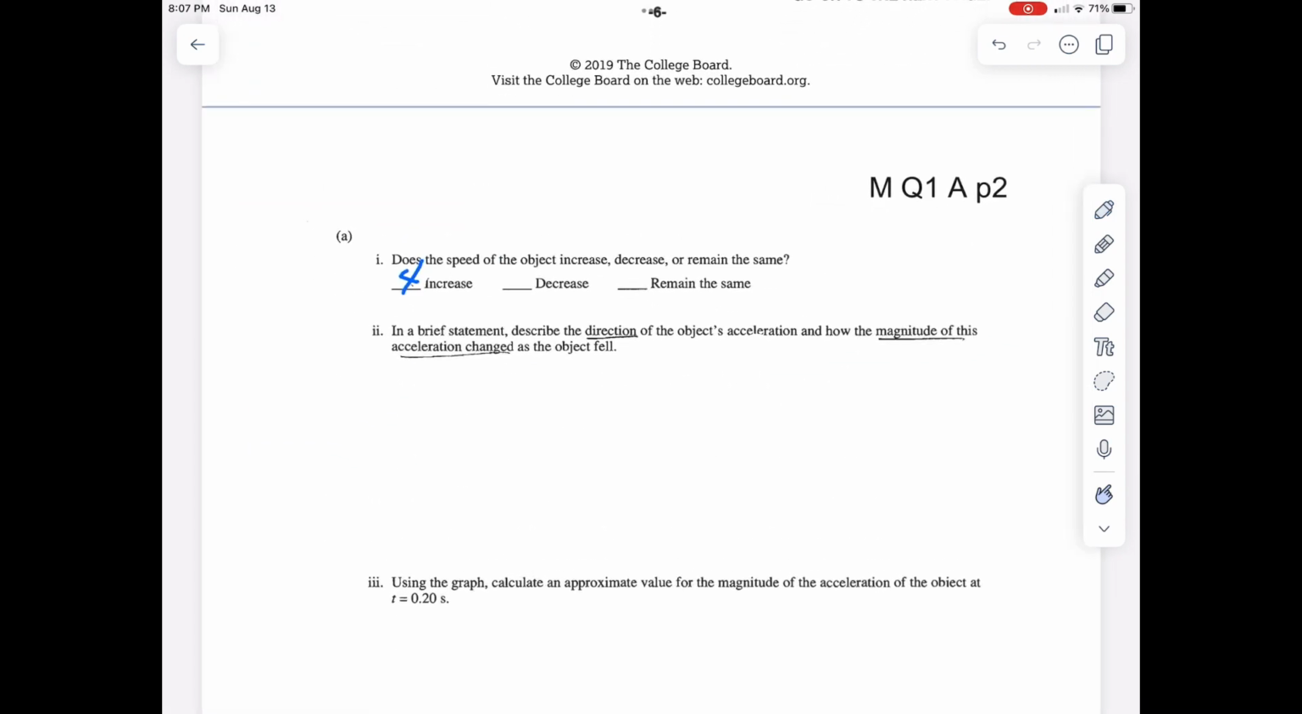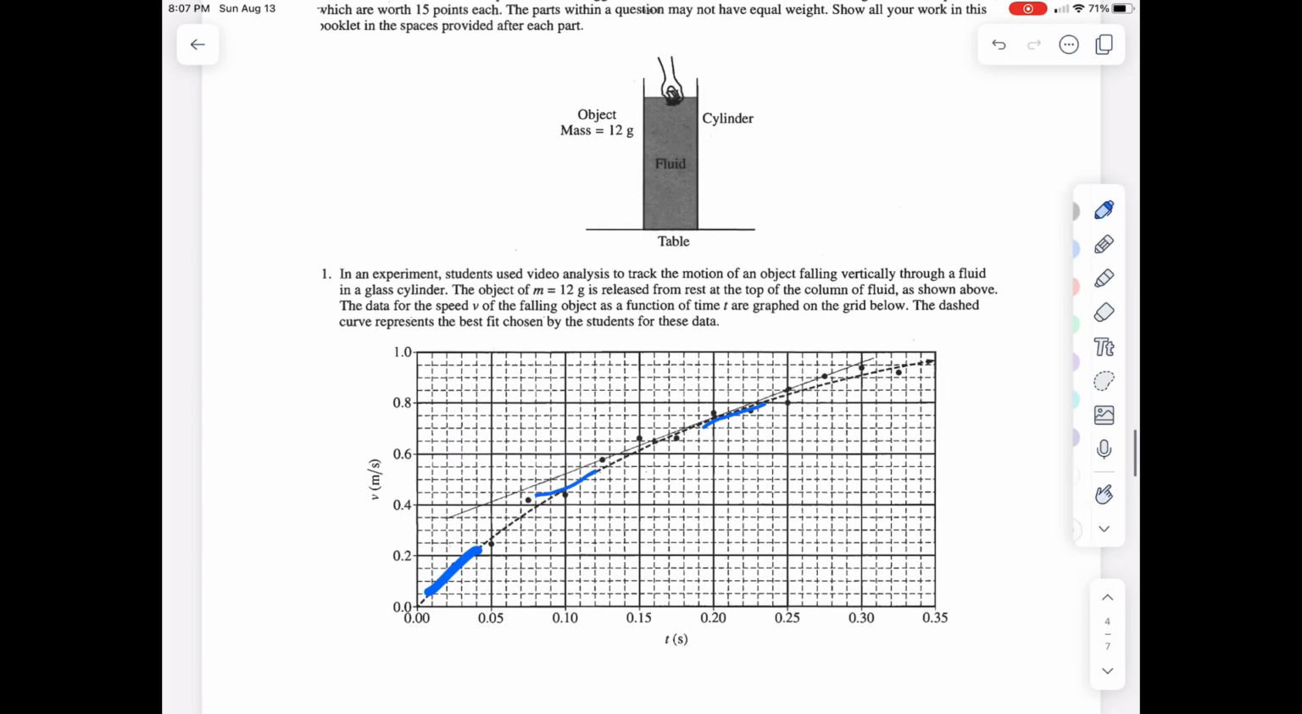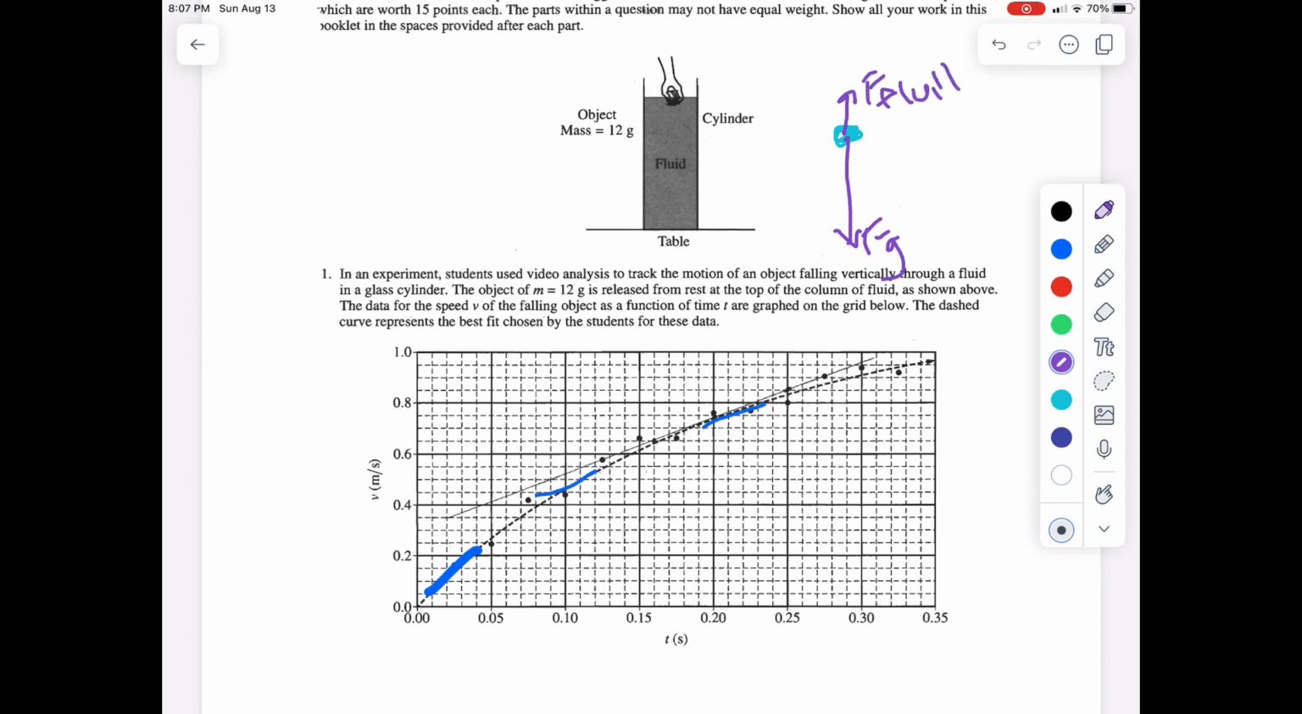It tells us in a brief statement to describe the direction of the object's acceleration and how the magnitude of this acceleration changes as the object falls. When we're talking about the direction of our acceleration, we know that we're going to be moving downwards, and I'm going to think about the forces acting on my object. If this is my object here, we're of course going to have the force due to gravity. This will be constant. And then we're going to have the force of the fluid pushing up on the object.